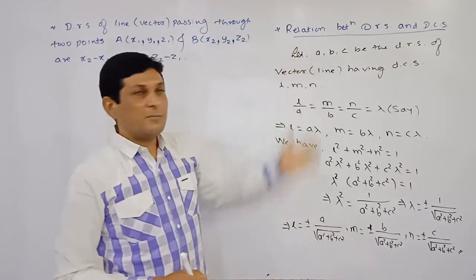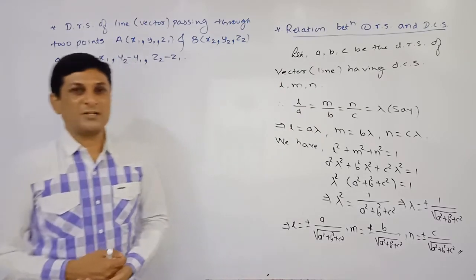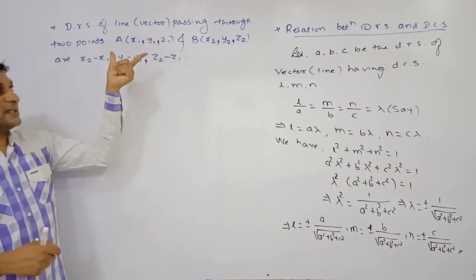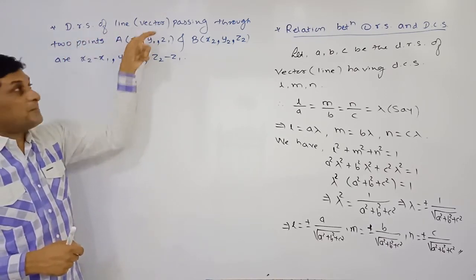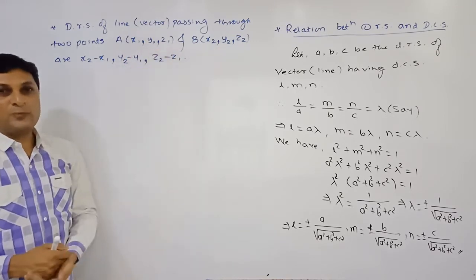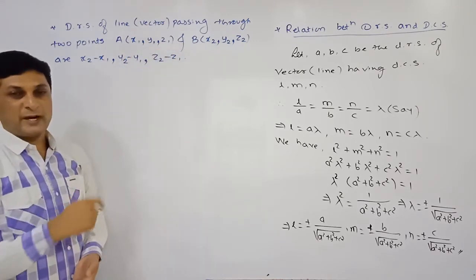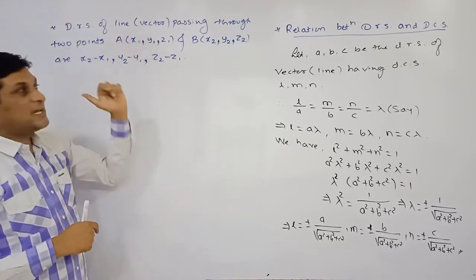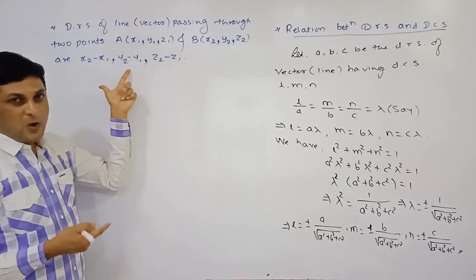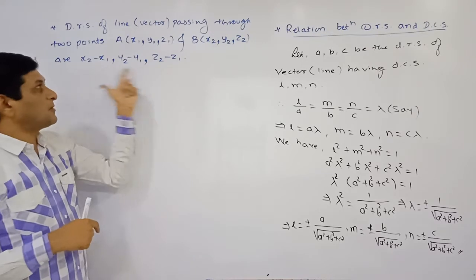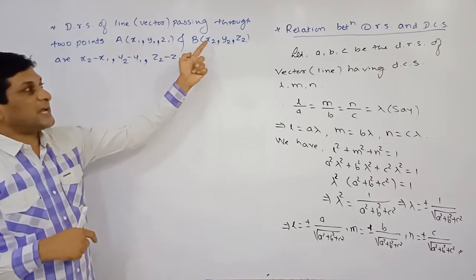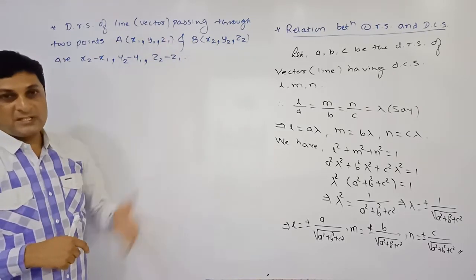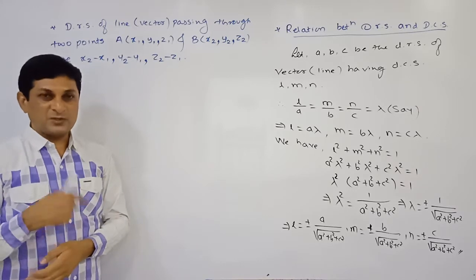So well, after completing the relation between direction ratios and direction cosines, now we will try to show that the direction ratios of a line or of a vector passing through 2 points, if the coordinates of 2 points on a line or on a vector are given to us, can be found by applying this formula. So what is the direction ratio? It's x2 minus x1, y2 minus y1, z2 minus z1. Using this method, we are able to find the direction ratios of a line.